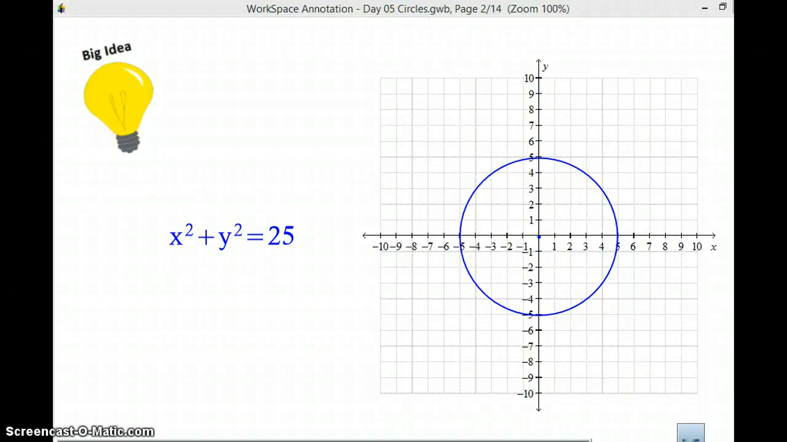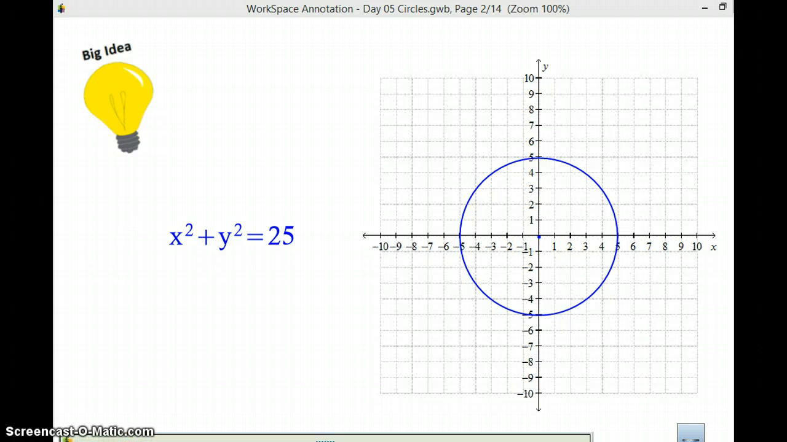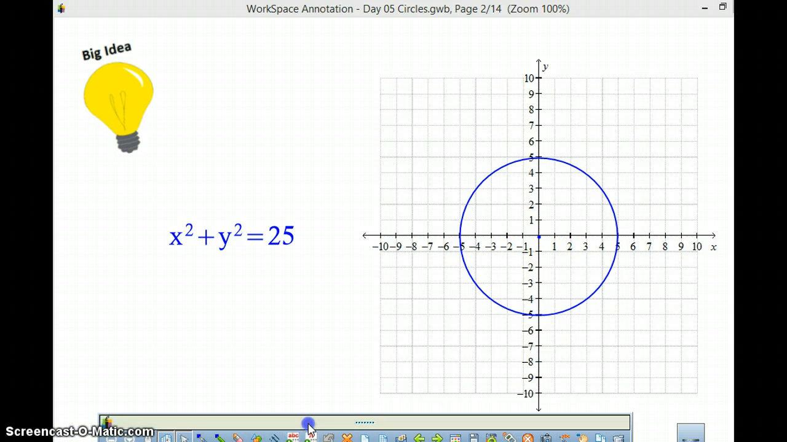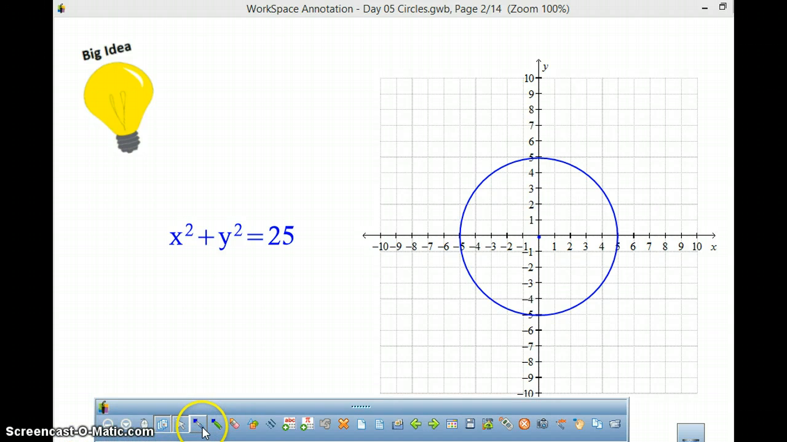Alright, welcome. Today we're working on circles and equations of circles. So take a look at this. Here you have an equation of a circle and here its graph. What do you see that is similar about these two? How do they relate to each other?